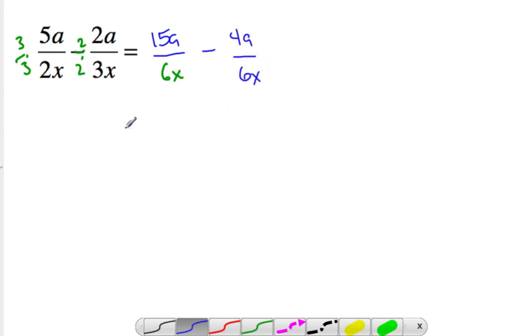Now, would it be wrong, Mr. Cole, to multiply these two things together to get a 6x squared? It would just make it more complicated at the end. We'd need to do some simplifying, wouldn't we? It's just like with numbers. If you get the lowest common multiple, then you make it easier for yourself in the end.